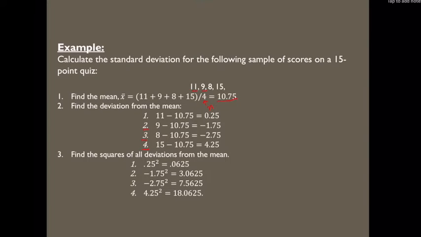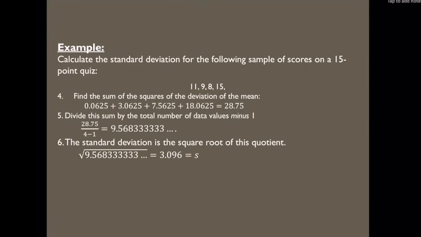Now for these I have some positive numbers and some negative numbers. So what we want to do is square them, because it makes all of our numbers positive. So I'm going to take the square of all of those. I square 0.25, I get 0.0625. I square negative 1.75, I get a positive number. Negative 2.75, positive number. And 4.25 squared is a positive number. So then I just take the squares.